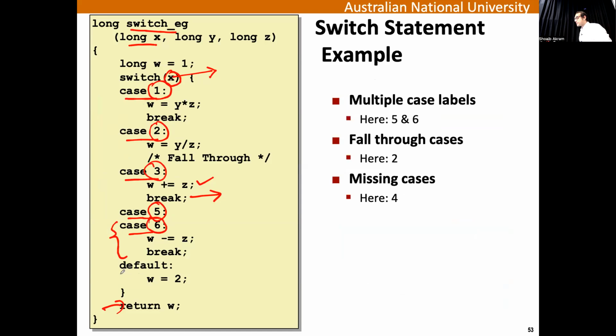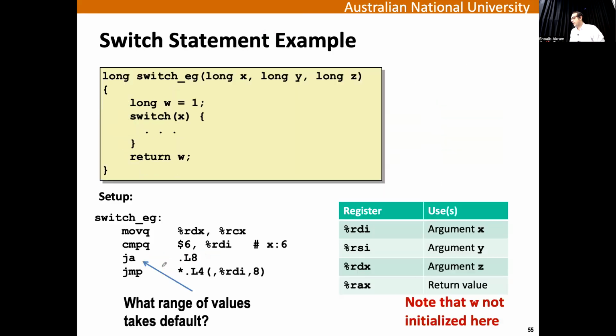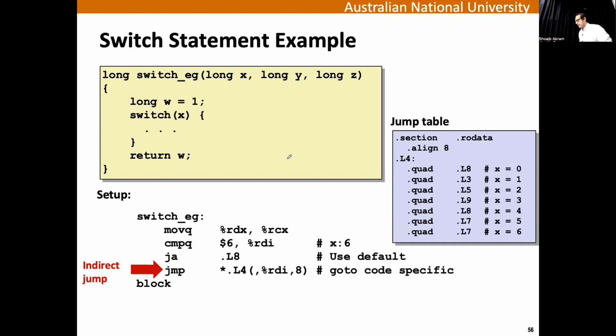If none of the cases match, then there is a default case. Okay, so in the code, if we look at the assembly, we compare the switch variable X to the maximum value it can take. And if it is above that range, we go to the default case. And then the address of the code we need to execute for the default case is stored right here.